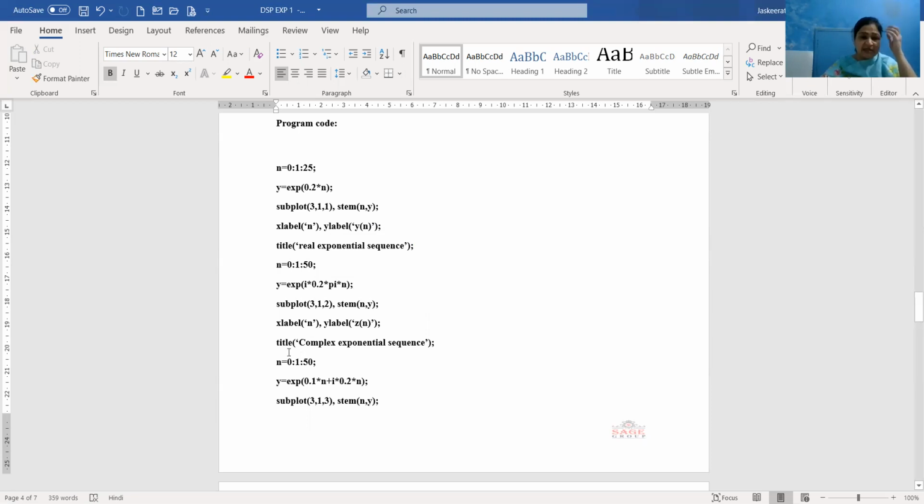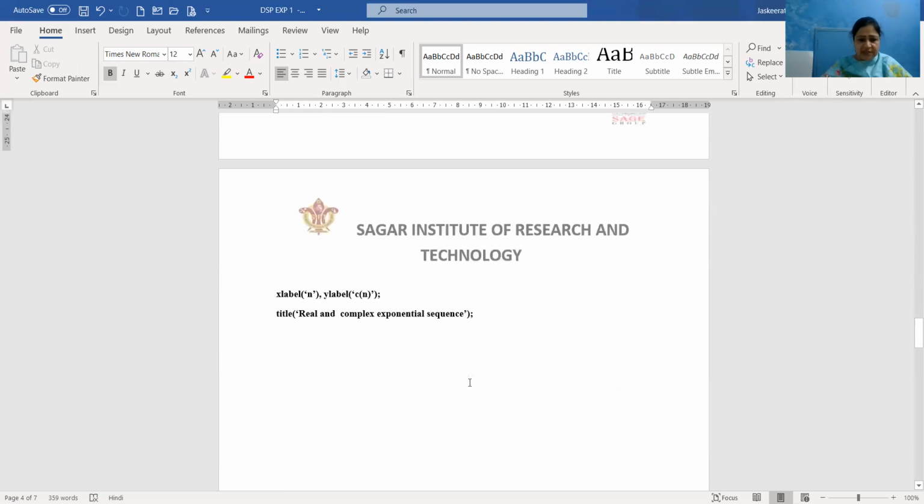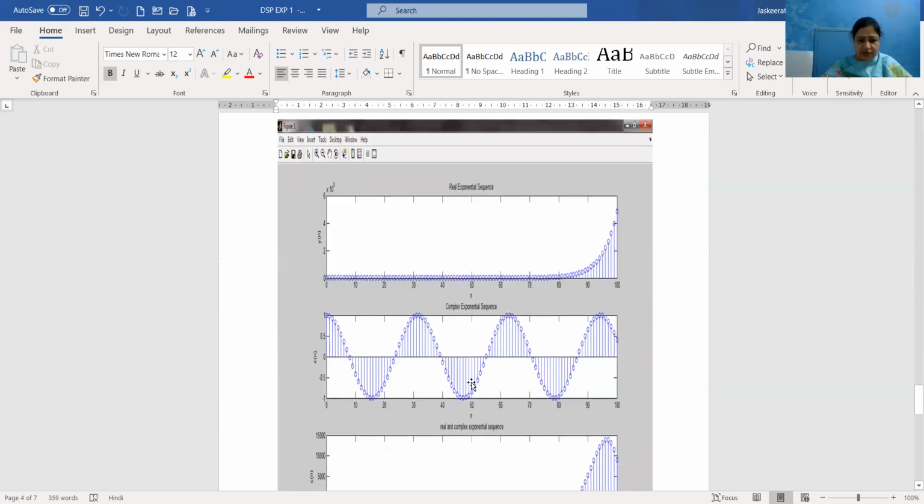So I will write subplot 3 comma 1 comma 2. 2 is written here because now this waveform will be located in the second position of the same figure window. Now since a discrete time signal is plotted, I'll use the stem command n comma y because my expression is again represented by y. Now I'll give labels: x label n and y label zn, and the title will be complex exponential sequence. Now we will see the waveform for this complex exponential sequence.